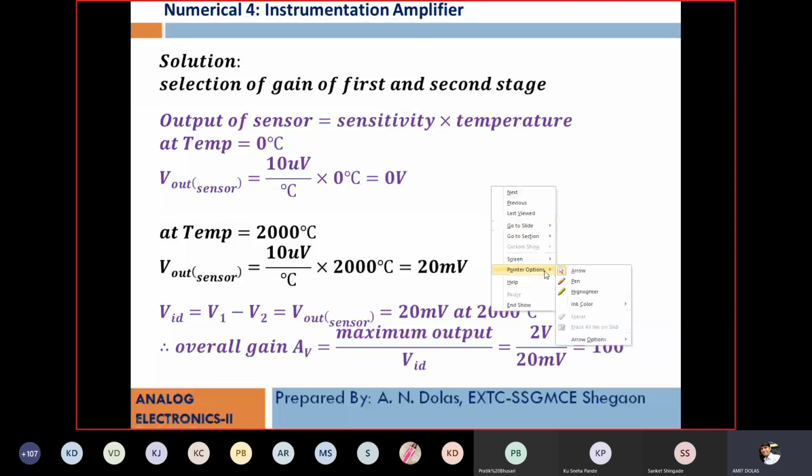Here, first of all, selection of gain of first and second stage. What do you mean by first and second stage? I'll go back to the very earlier instrumentation amplifier using 3 op-amps. So for selection of gain, these are stages 1, 2 and 3.